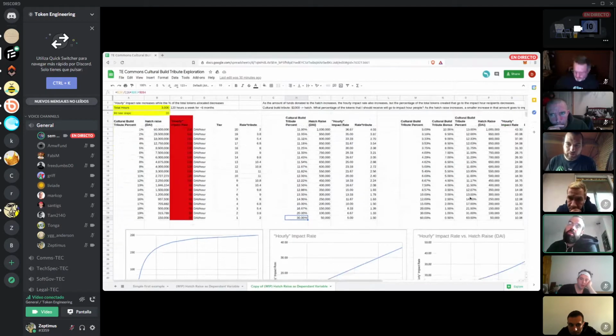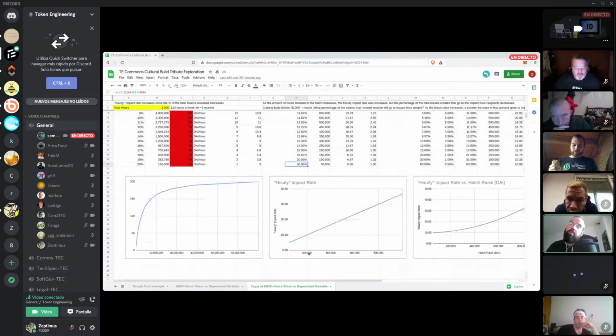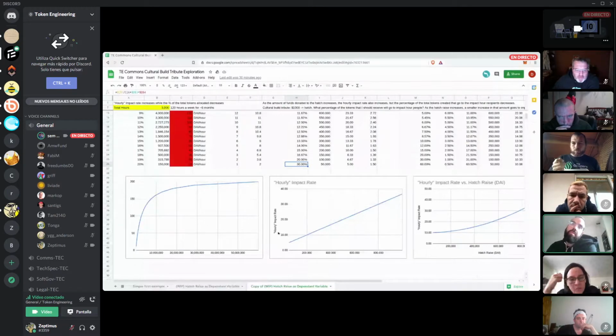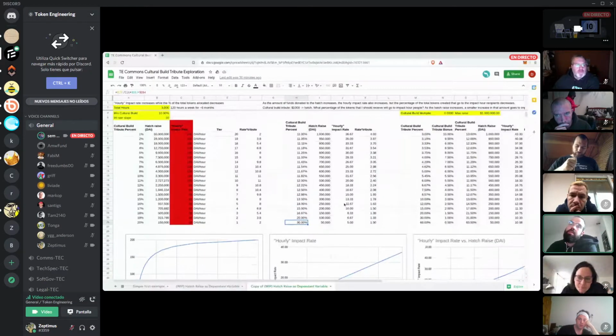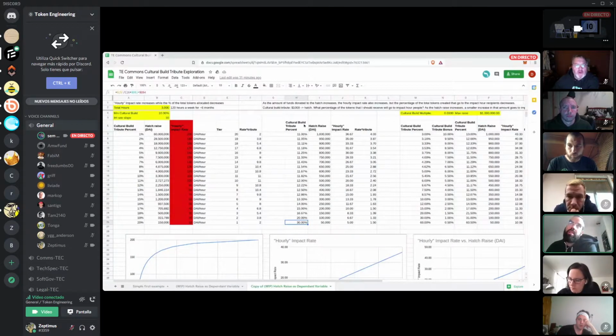So in a case in which, depending on the amount that we raise, we have a linear hourly impact rate, we have this with these numbers. We should begin with a very high cultural build tribute, and our impact rate will not be so good. And we will end up with a very high impact tribute. And I mean, maybe that's the worst of the two worlds.